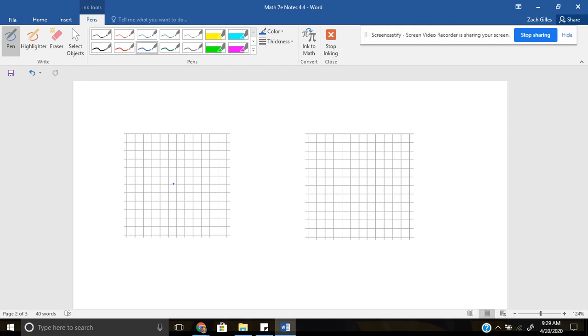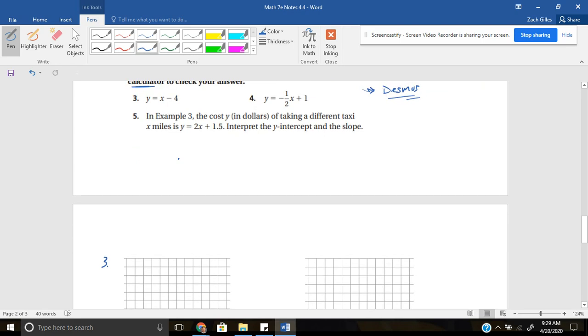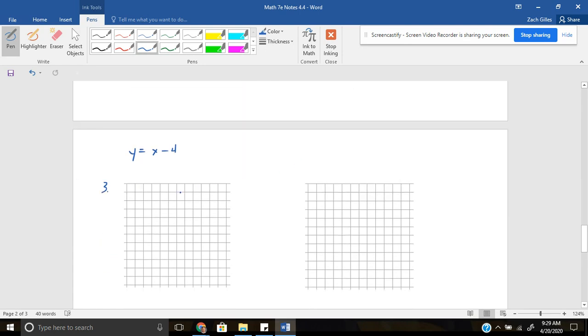Okay, so I'll do number 3 here. We got y equals x minus 4. This is a good one. Here's my y-intercept. Here's my x-intercept. And some of you might be saying, well, Mr. Rios, there's nothing in front of my x term, so what's my slope? Well, remember, if there's nothing there, we assume it's 1. There is just one x there.